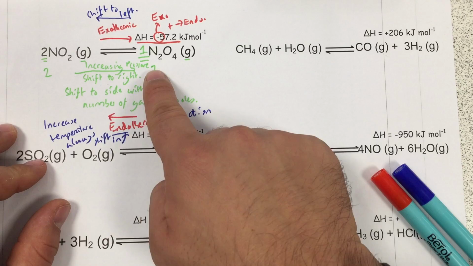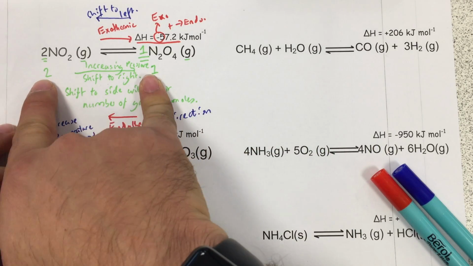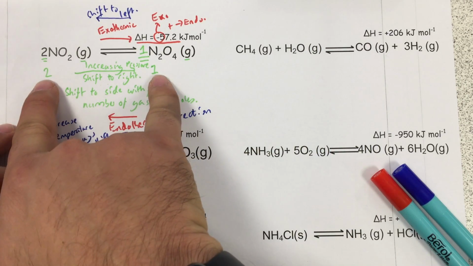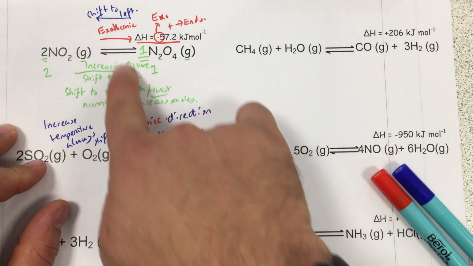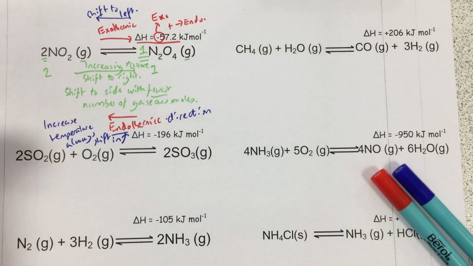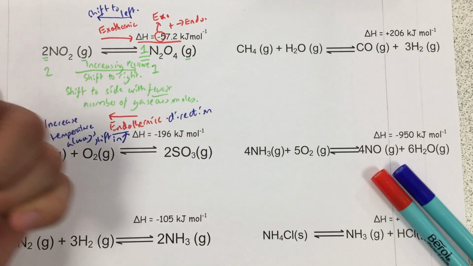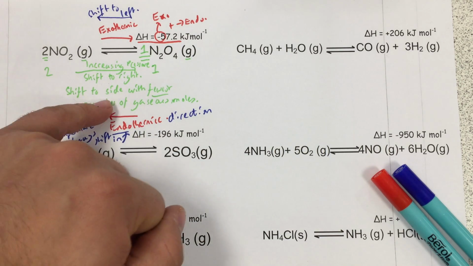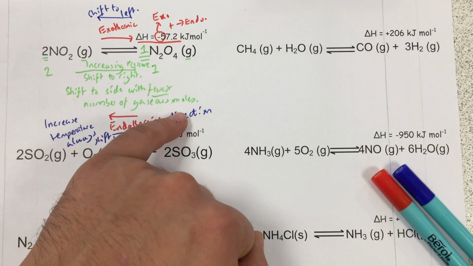So if we're changing the pressure, you ask yourself how many moles of gas are on each side. If you increase the pressure, it will go to the side with the fewest number of moles. So in this case, it will shift to the right, 1 mark. Why? It will always shift to the side with the fewest number of gaseous moles.